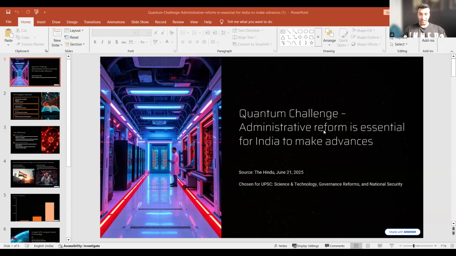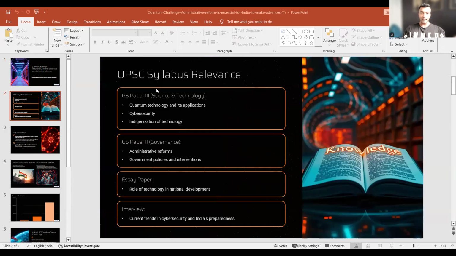So this is actually the topic. The quantum challenge: administrative reform is essential for India to make advances. You can go through this editorial, which is very important. That's why I've taken this. So science and technology connected, and then governance reforms, and then national security related. So these are the areas it actually covers, right?